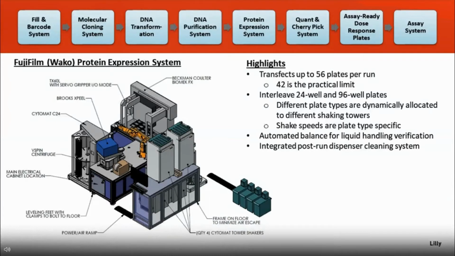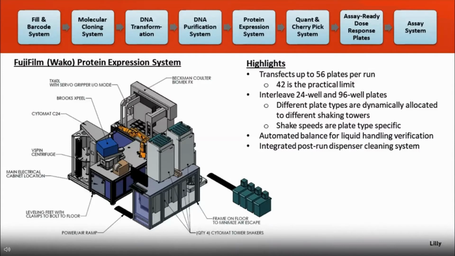And so from there, we go to the protein expression system that was developed a few years back with Fujifilm, or Wako at the time, and now Fujifilm. And so we take those 96-well plates with normalized and mixed DNA, we put them onto this platform. We add our transfection reagents and cells, and then go into these Cytomat 2C tower shakers. And so these are shaking incubators. And some of the nice features of this system are we have 4 Cytomats that each have a 14-plate capacity, so 56 total plates can run at a time.